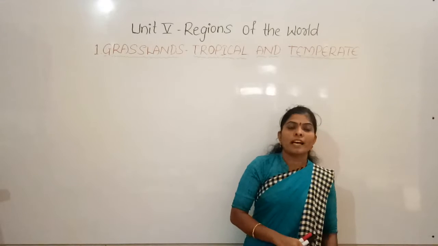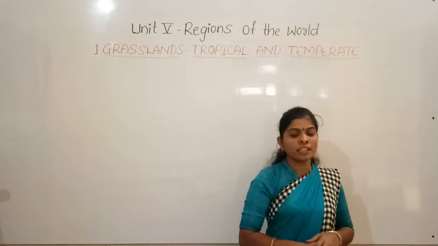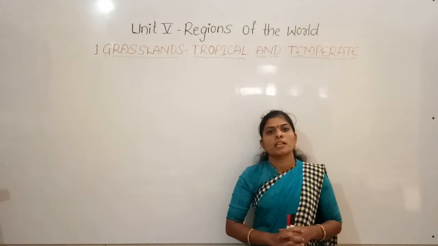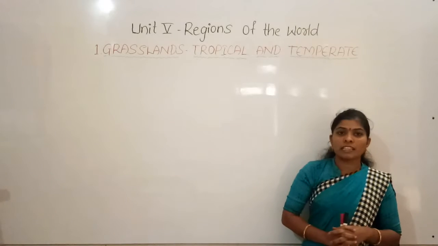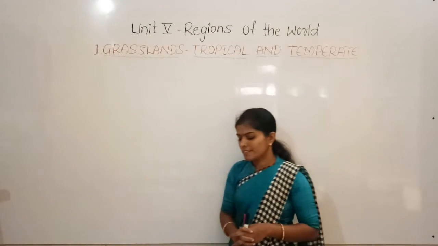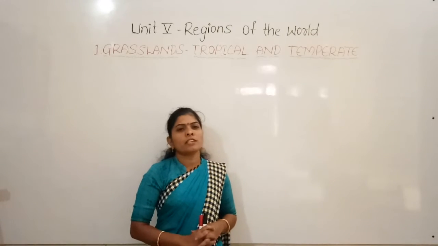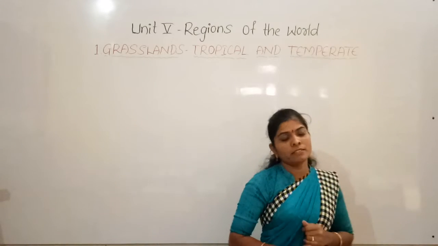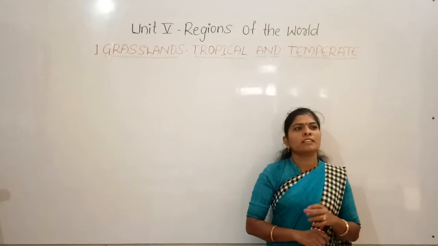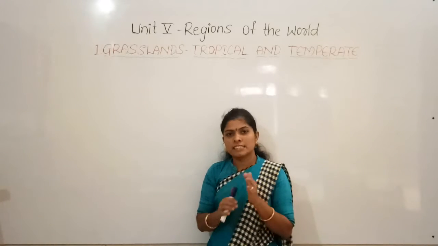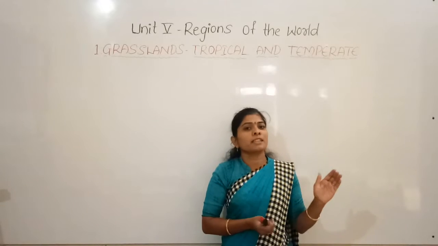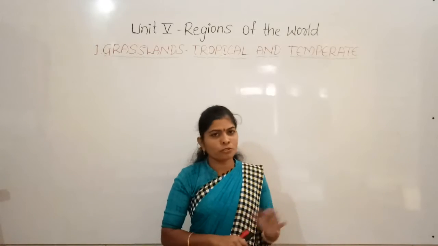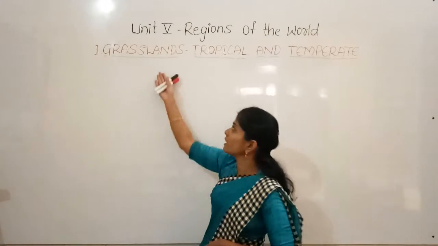As you all know, now we are discussing the 5th unit of your SST part, that is regions of the world. In that we are discussing the grasslands. We know the grasslands are fairly flat regions and they are dominated with grasses and very few or no trees. In some grasslands we can find some trees, but mostly they are dominated by the growth of the grass. So grass is more here, and the name itself indicates the grasslands.